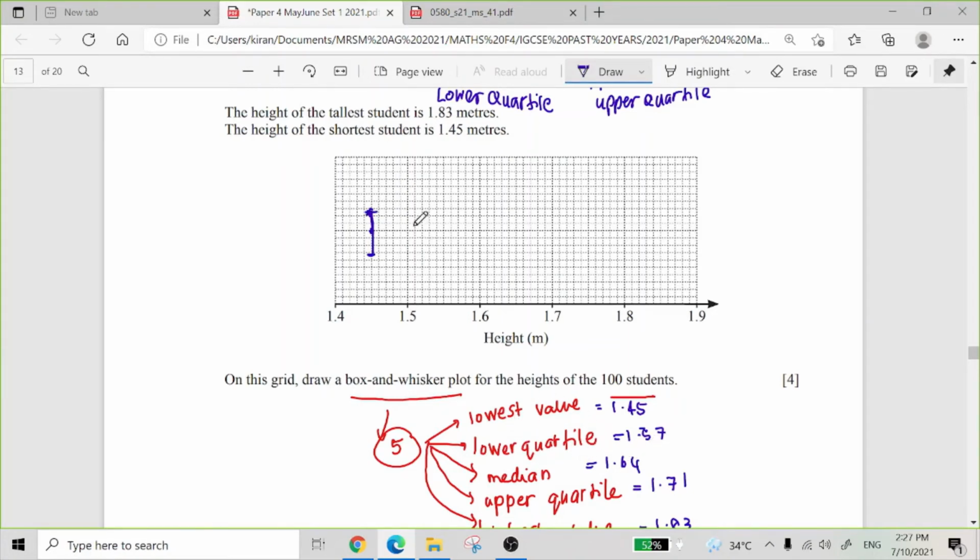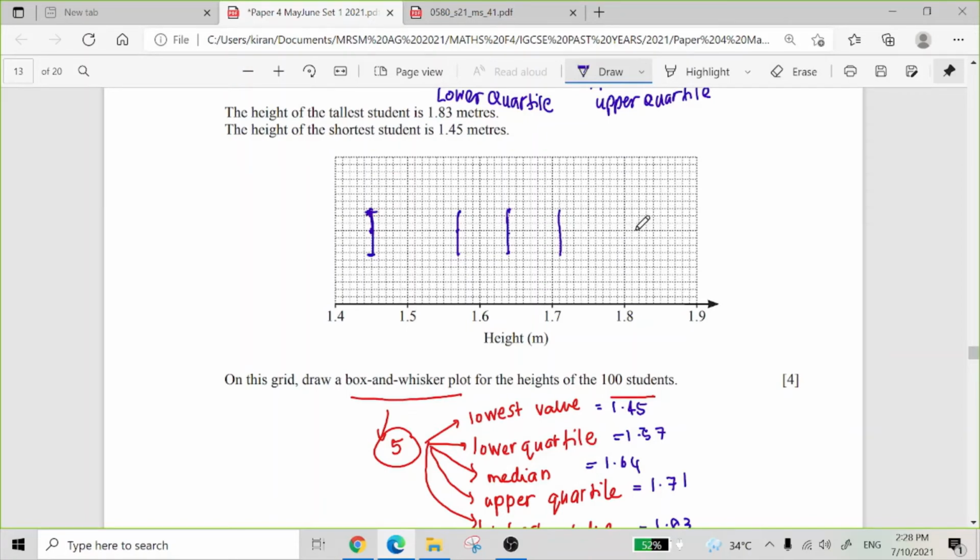And then we put the lower quartile 1.57, 1.5, 1, 2, 3, 4, 5, 6, 7. So it's here. I draw the box 1, 2, 3, 1, 2, 3. And then 1.64, 1, 2, 3, 4. That is the median. As we can see here, that is the median. And then the last one, the upper quartile 1.71. Make sure you use your ruler.